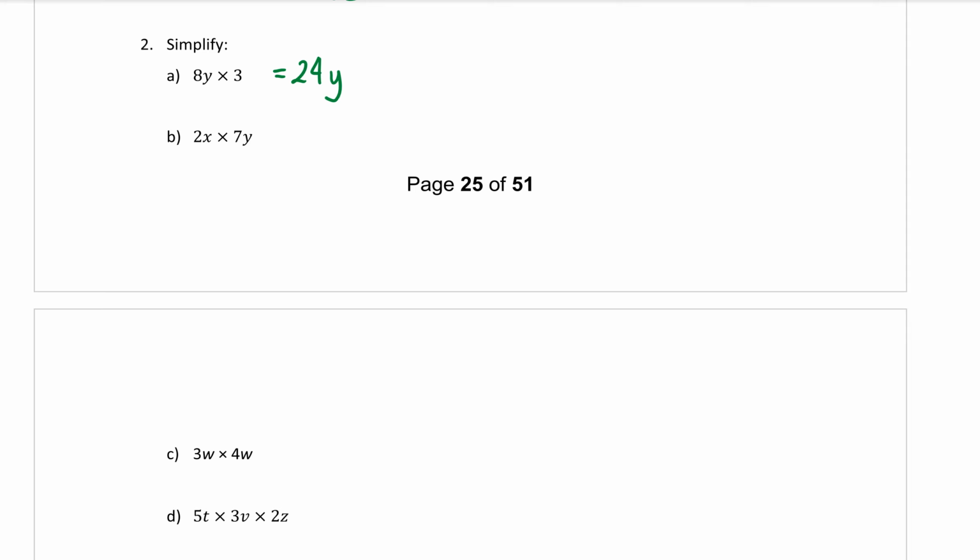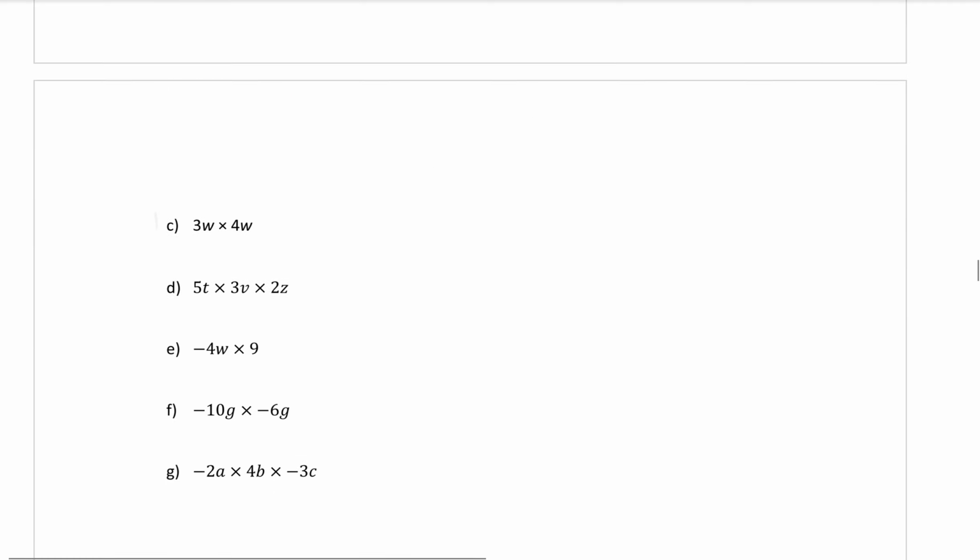Part B, 2x times 7y. It doesn't matter that those don't have the same letters. All we do is multiply the numbers. 2 times 7 is 14. And the letters collect up in alphabetical order, X, Y. So you can see what I mean about not getting as confused with addition and subtraction. Because if these letters weren't the same, we couldn't do anything with them when we were doing like terms. But in multiplying, it's a whole other story. Do not get them confused.